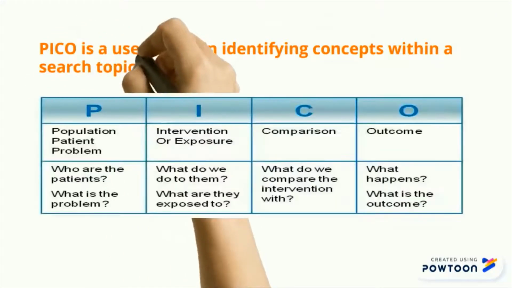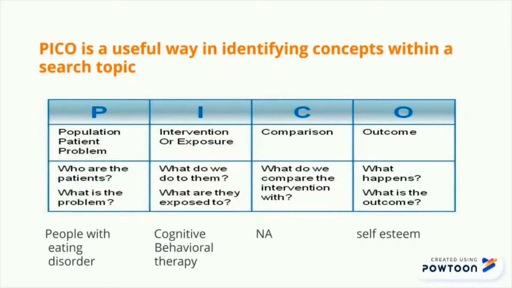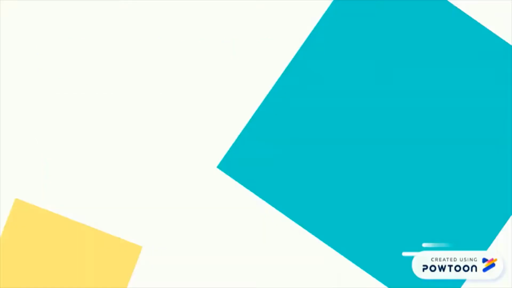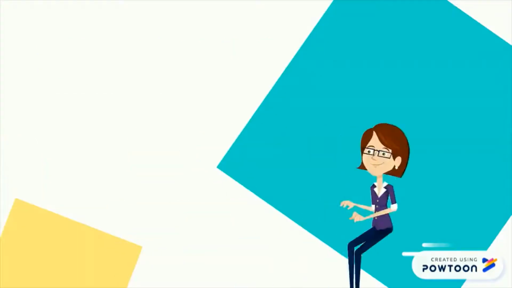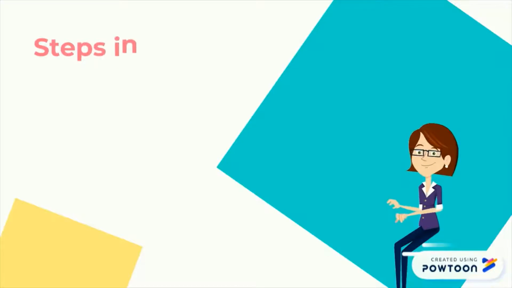For example, our main concepts are CBT, self-esteem, and eating disorder. Once you've identified the key concepts in your question, models such as PICO help break down your search. Then fit your key concepts into the PICO model. In this example, the patient or population is people with eating disorder. The intervention or exposure is CBT. There is no comparison, and the outcome is self-esteem.